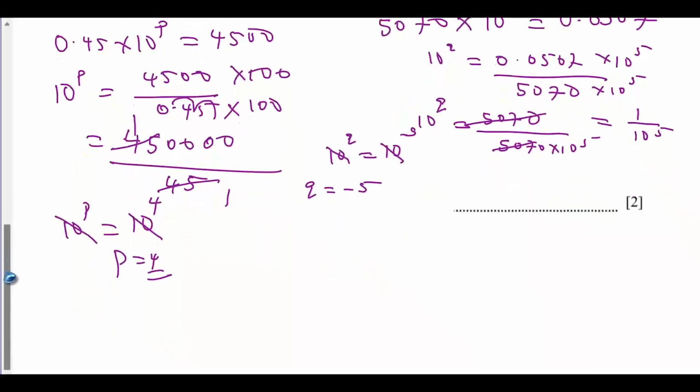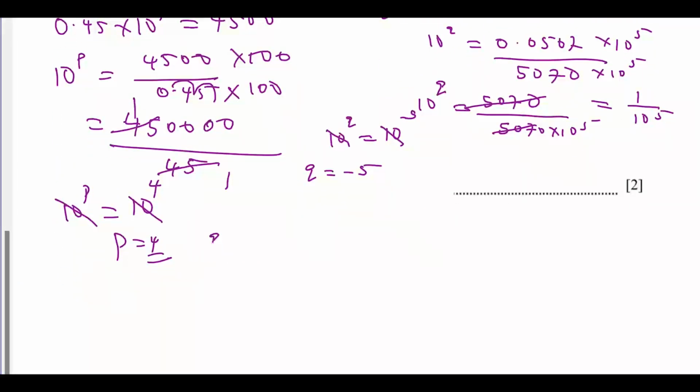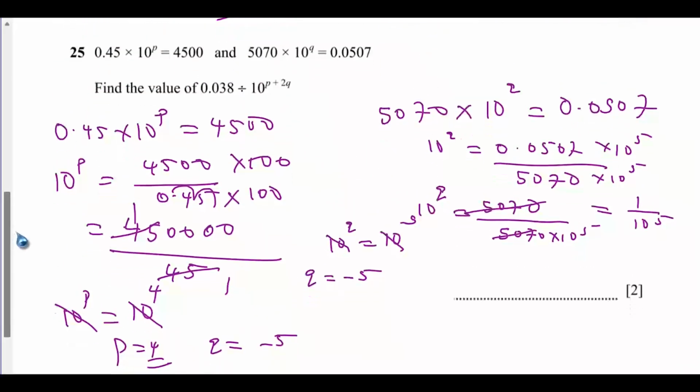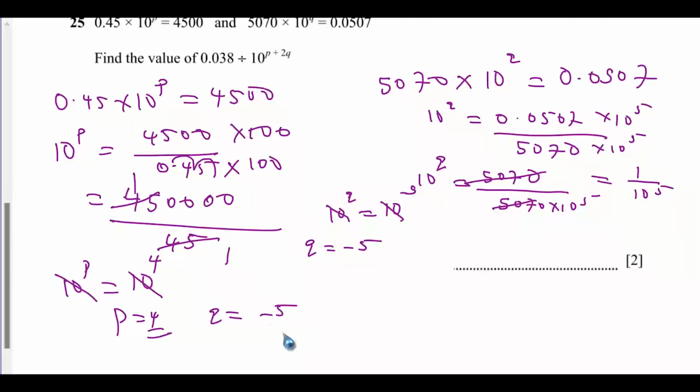So now that we have the values of p and q respectively, we can now solve the question here. Let's roll up a little bit. So that means we want to do 0.038 divided by 10 to the power of p plus 2q.